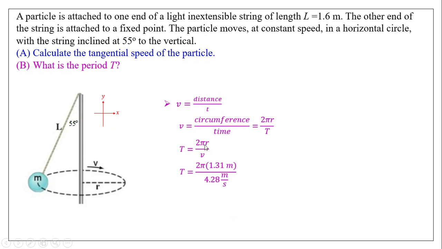Well, we know what r is from our previous work. We calculated r using the length of the string and breaking it into a right triangle. We got 1.31 meters here. So it'll be 2 pi times 1.31, and then v, the tangential speed we found in part A, which is 4.28 meters per second. If you simplify all this on your calculator, you will get a period of 1.92 seconds. And that's it. I hope that helps. Stay nerdy, don't be whack.